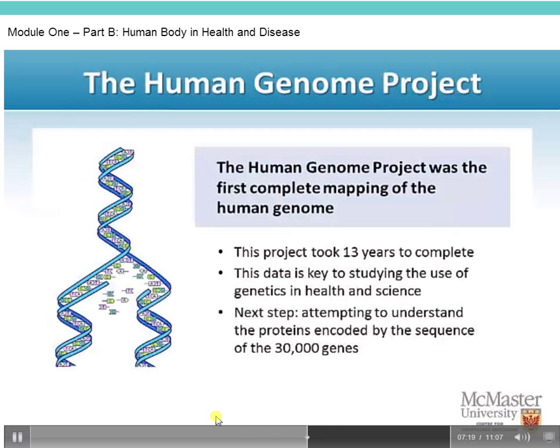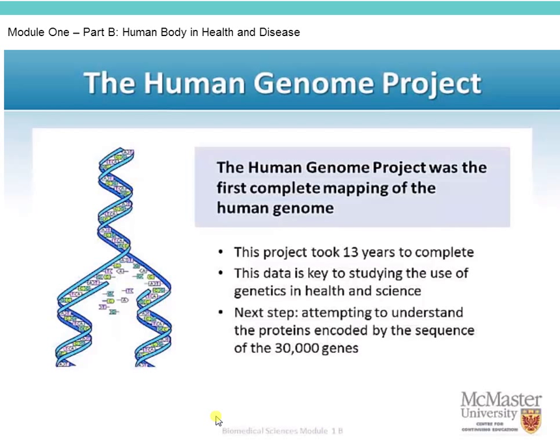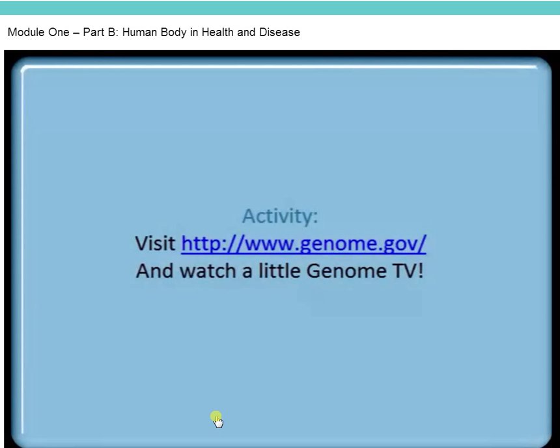The Human Genome Project was the first complete mapping of the human genome. This project took over 13 years to complete. This data is key to studying the use of genetics in health and science. The next step in the Human Genome Project is to attempt to understand the proteins encoded by the sequence of these 30,000 genes. As a learning activity, visit the link outlined in this slide and watch a little Genome TV.